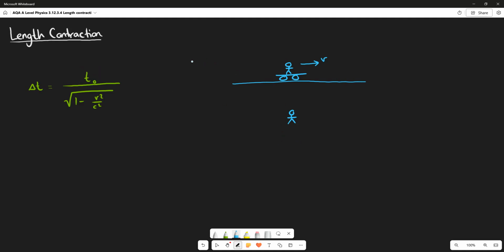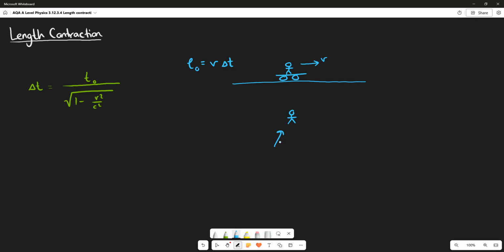So when they are trying to calculate the length of the train, they are going to be multiplying the velocity that it's travelling at by the longer time, which means that they end up with a longer length, even though they are the stationary observer.